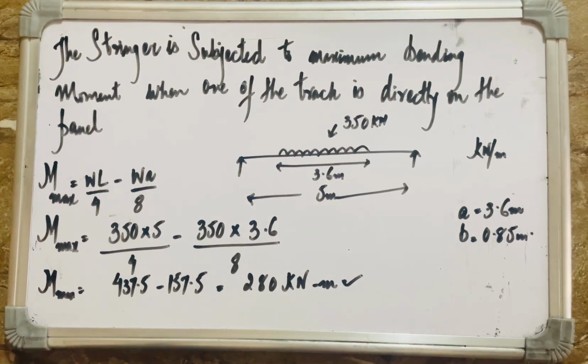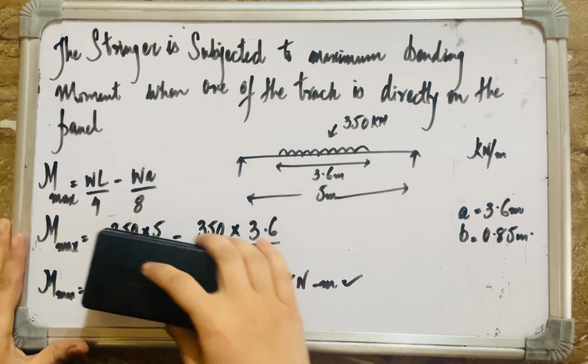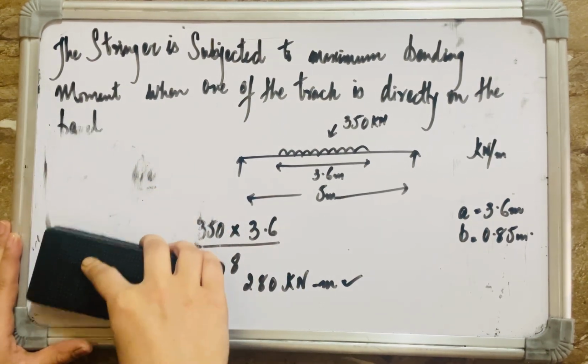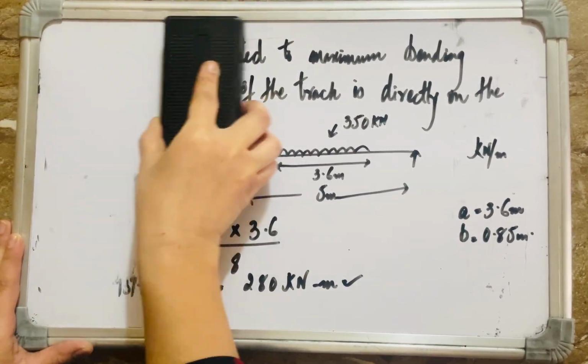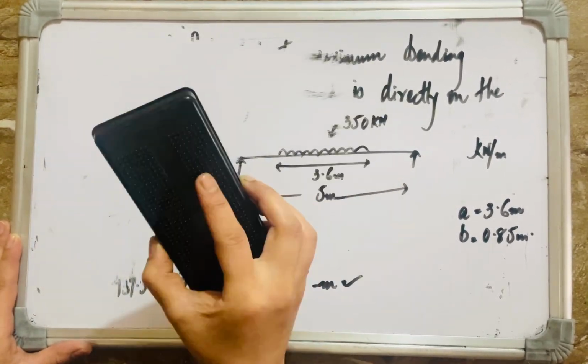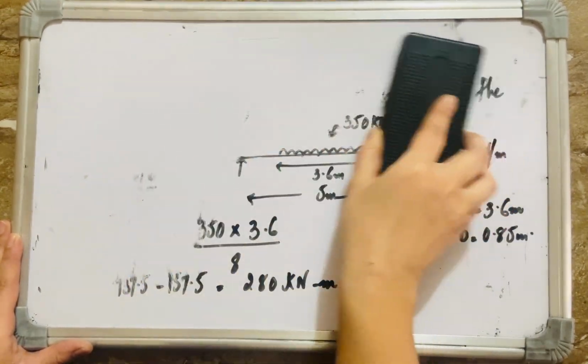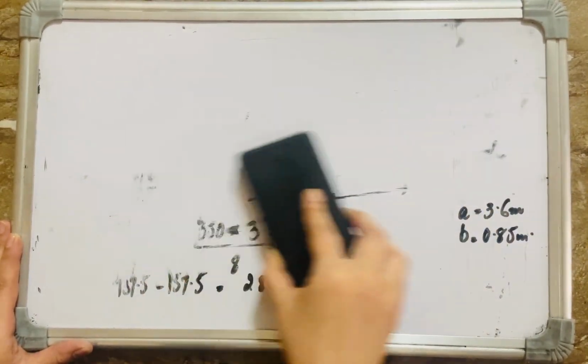This is the maximum bending moment due to live load on my stringer beam, and we say that the stringer is subjected to maximum bending moment when one of the tracks is directly on the panel. This was the condition, and I have calculated my maximum bending moment. Time to calculate the maximum shear force, and let's see when the maximum shear force occurs. The maximum shear force occurs when the track is along the left side of the panel. So let's draw the diagram for the beam.